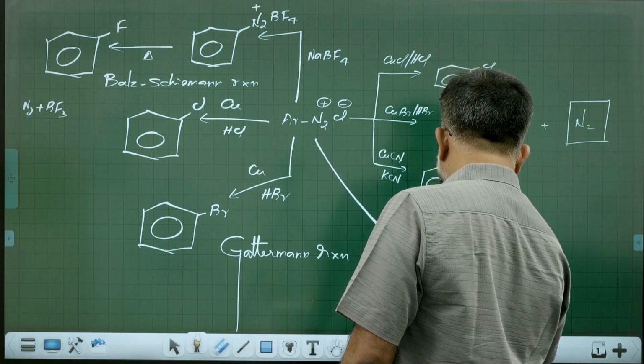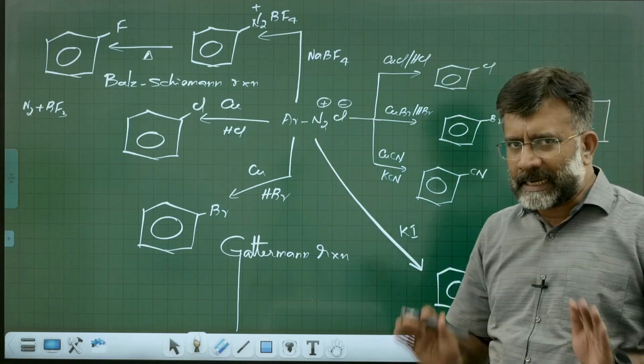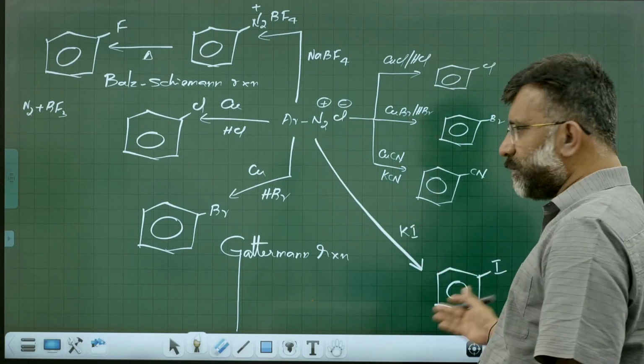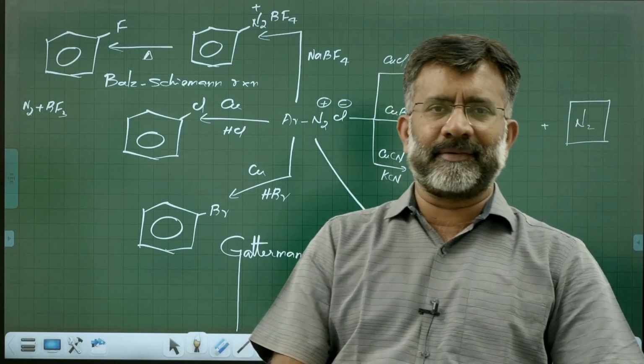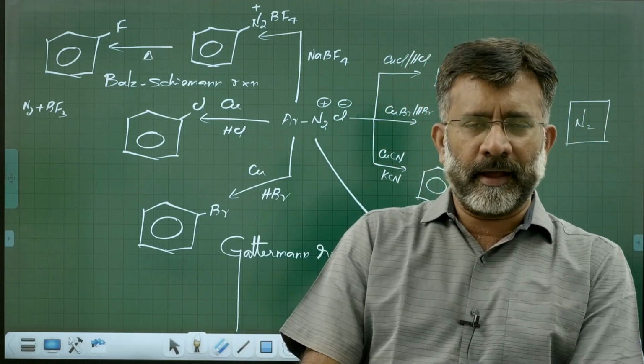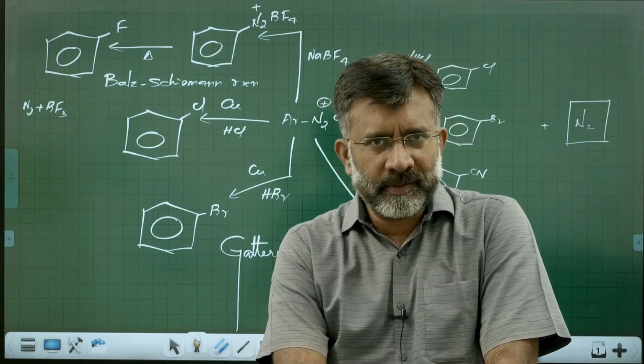That is not a part of any of the named reactions. So getting iodobenzene is as simple as that. Benzene diazonium salt treated with KI, you will get iodobenzene. That's a detailed coverage of Sandmeyer's reaction.